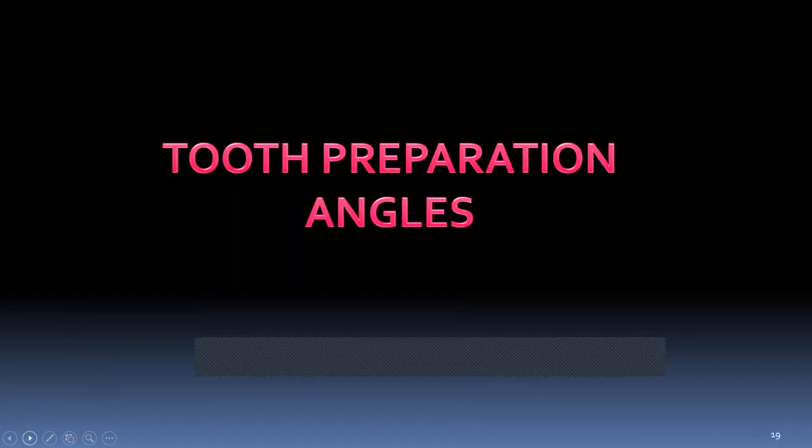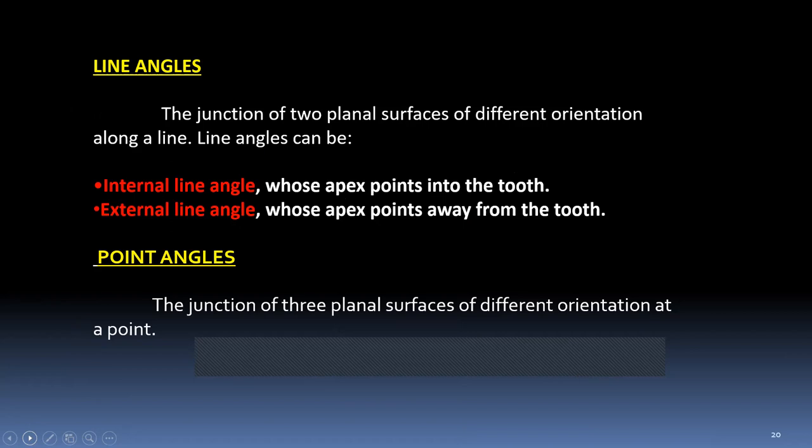Next is the tooth preparation angles. There are line angles and point angles. The line angle is the junction of two plane surfaces of different orientation along a line. They can be the internal line angle, whose apex points into the tooth, and the external line angle, whose apex points away from the tooth. And point angle, the junction of three plane surfaces of different orientation at a point, is known as the point angle.